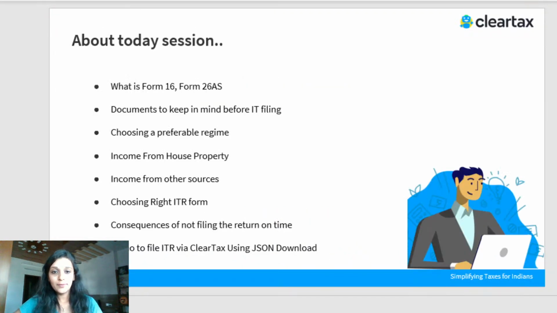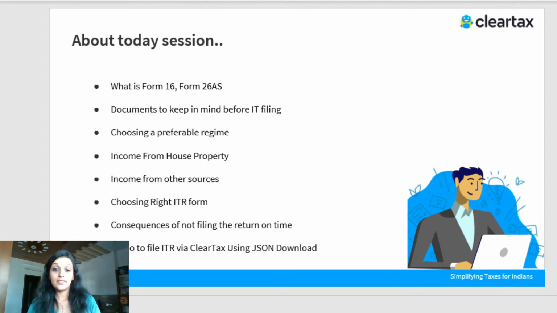First of all, we will be discussing what is Form 16 and what is Form 26AS. As a salaried individual, these are very important documents for every individual. So we'll give a brief about that. Then what are the documents which you have to keep in mind before your IT filing? Then from this year onwards, there is an option now to choose between old regime as well as new regime. So which regime you should choose, what will be beneficial for you, we'll be discussing this.